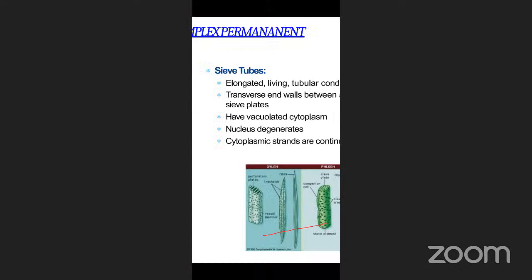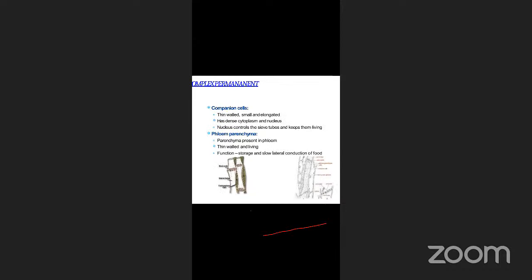Next, phloem parenchyma. Parenchyma is present in phloem and also in xylem. It is thin-walled and made of living cells. The main function of parenchyma is storage and slow lateral conduction of food. Parenchyma tissue's function is always storage.